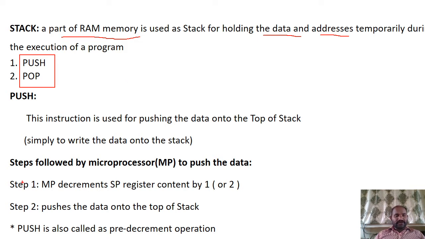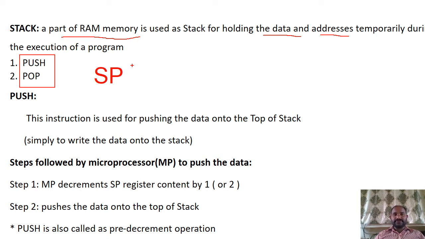Before following these steps, let me define one thing which I thought I included, but which is not there. Let me define what exactly the SP register is. SP register is nothing but the stack pointer register, which points to the address of the top of the stack. Address of the top of the stack means the last memory location which is used in the stack area; that is shown by the stack pointer. Stack pointer holds the address of the last location utilized by the microprocessor in the stack area.